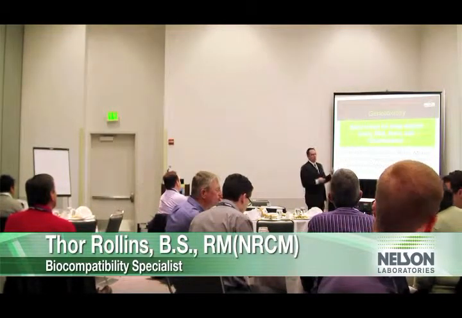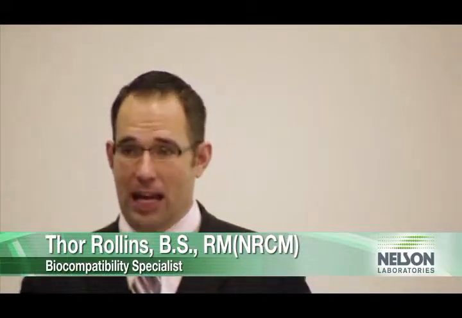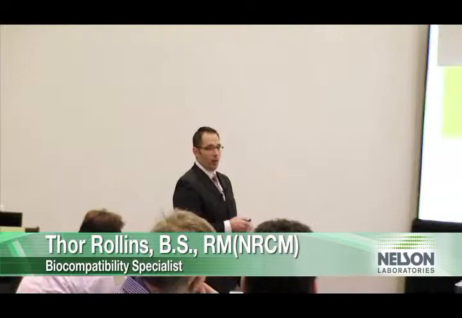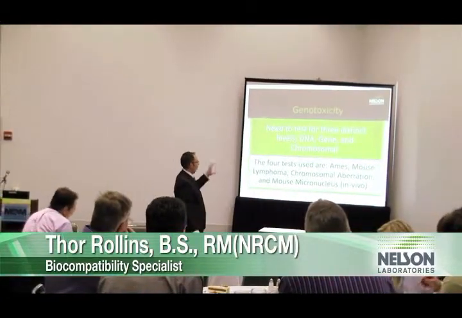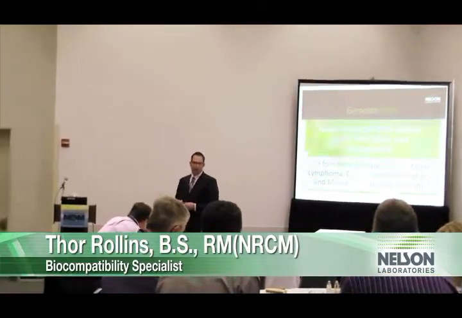Now, when we're looking at genotoxicity, we have three layers we have to get down to. We have the DNA, we have gene, and we have chromosomal. All three layers are important to examine when you're doing a full genotoxicity testing suite. And we have 4 tests in the ISO that we can use to evaluate those three categories. We have the AIMS, the mouse lymphoma, the chromosome aberration, and then we have the only animal test, which is the mouse micronucleus. So we have 3 in vitro or lab bench tests, and then we have that 1 animal test that can evaluate genotoxicity. So by looking at these different tests, we can get those 3 distinct layers that we need to determine the safety of your device.